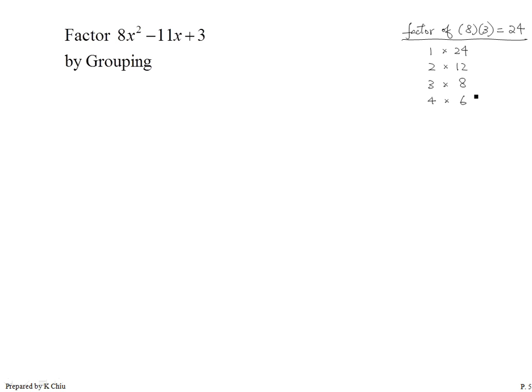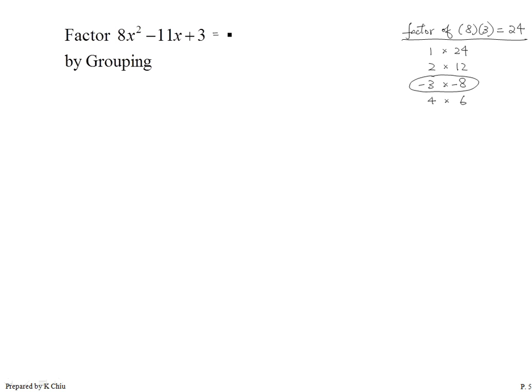Negative is the middle term. So we have to consider to give the negative to every single one and add them up together. Which pair will give you negative 11? Which pair? 3 and 8. Of course, we give the negative to both of them. So it's a negative 3 and negative 8.